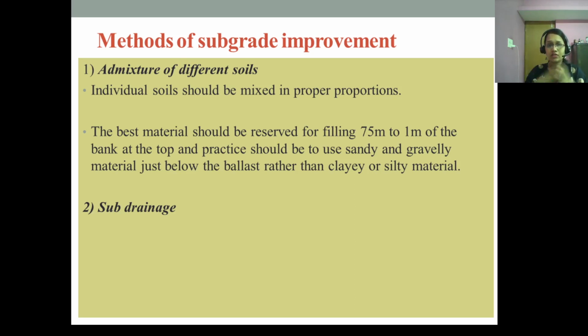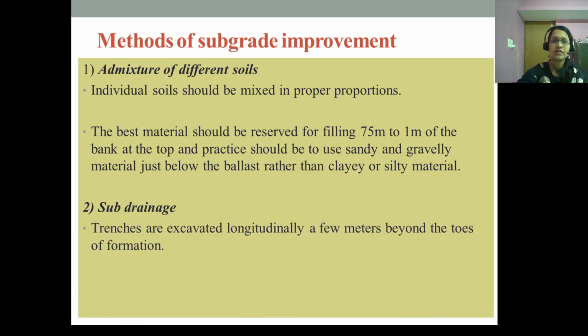So the best material should be reserved for filling 0.75 meter to 1 meter of the bank at the top, and practice should be to use sandy and gravelly material just below the ballast rather than the clay or silty material. So individual soils, as I told you, should be mixed in proper proportions. Then coming to subsurface sub-drainage.